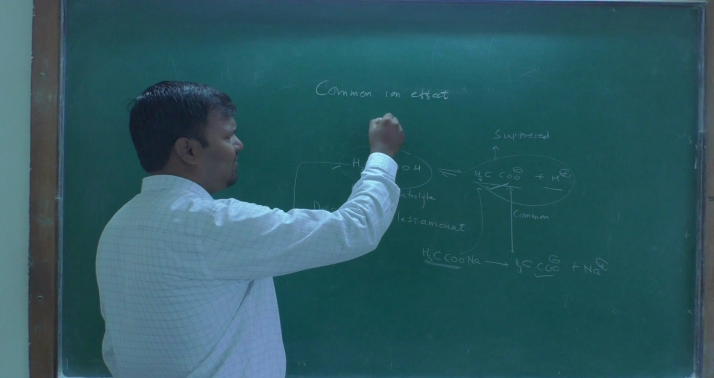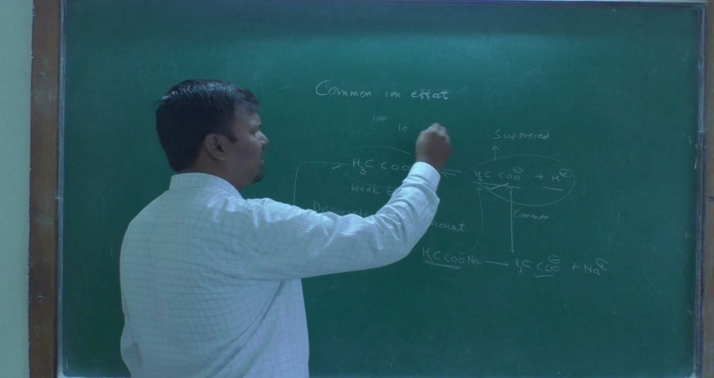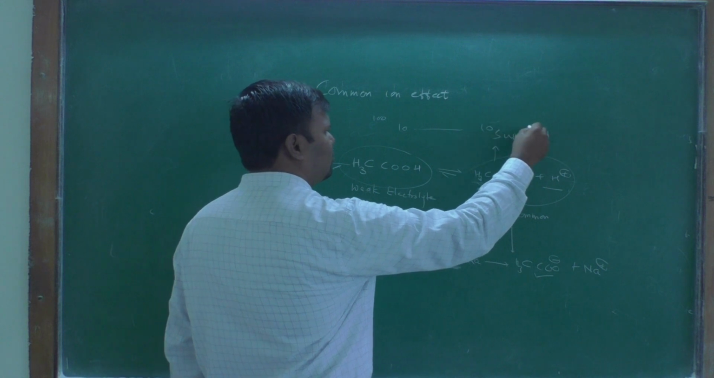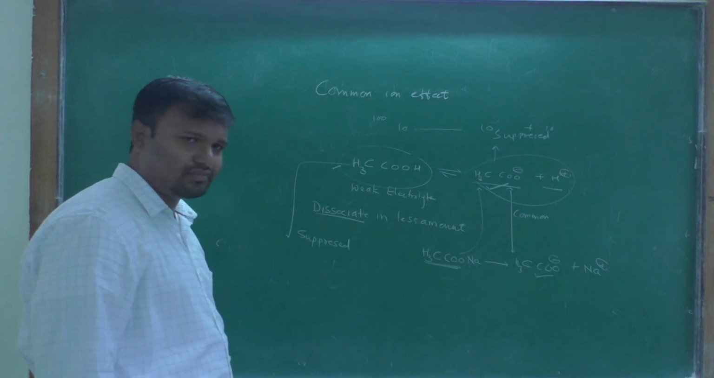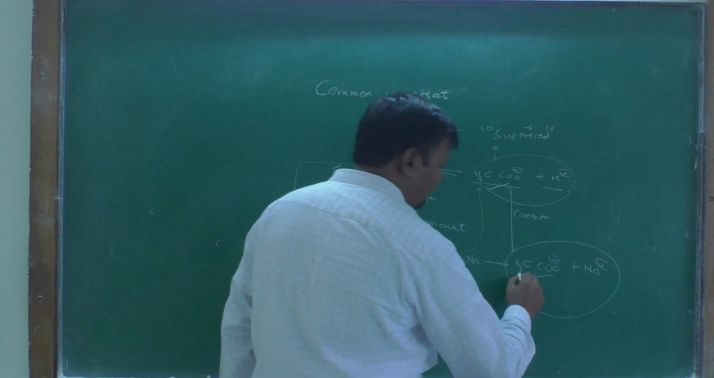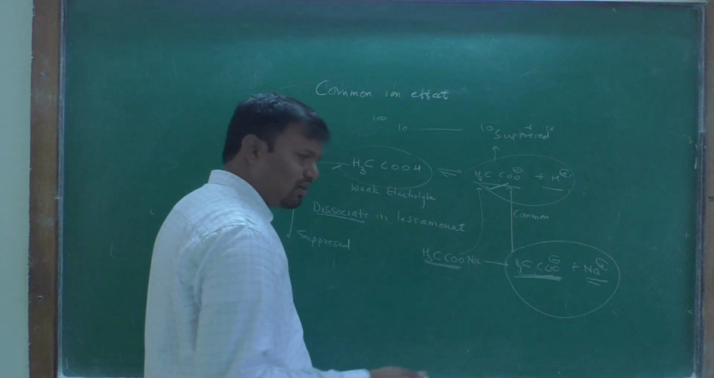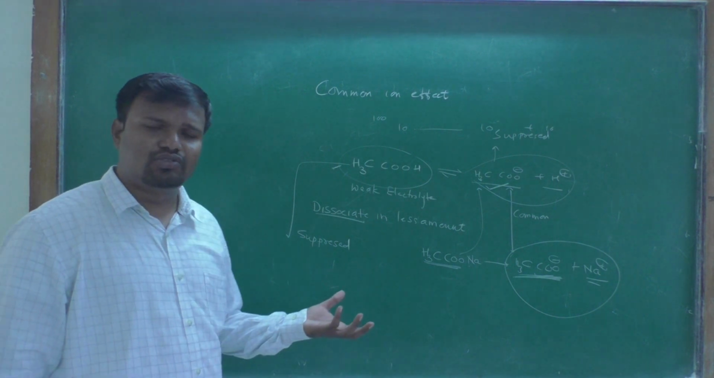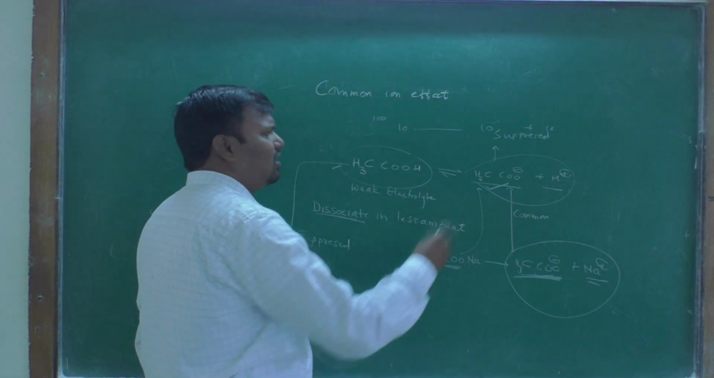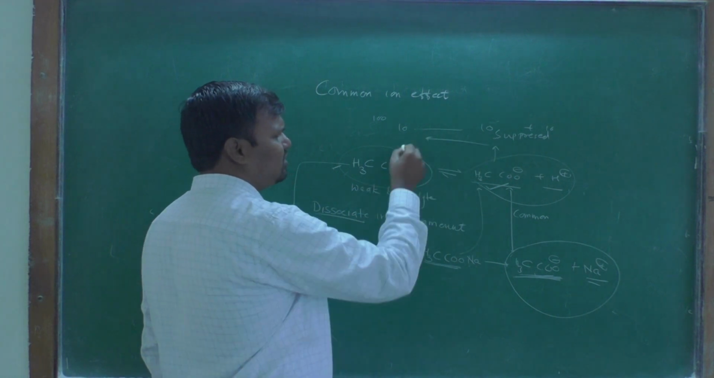Suppose there are 100 CH3COOH molecules and 10 of them dissociate. If it is present alone, it gives 10 CH3COO minus and 10 H plus ions. But when you add an electrolyte having the common ion, that electrolyte is strong, meaning it dissociates almost completely. Then the dissociation of 10 gets suppressed. That is only 5 molecules.